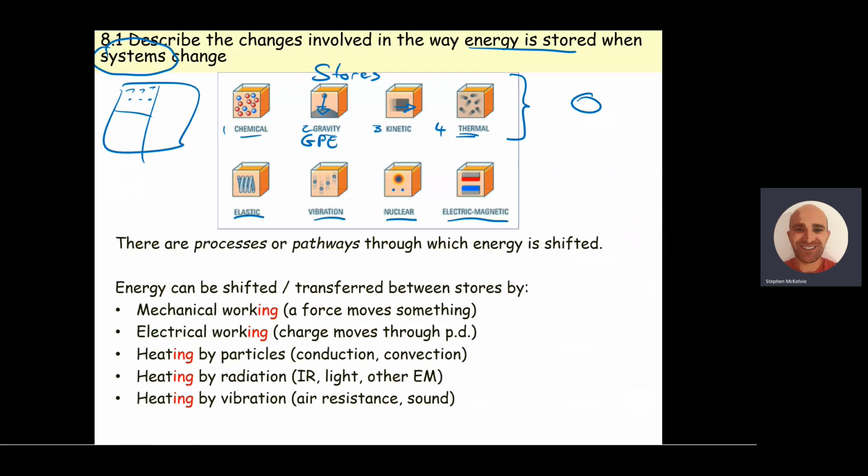So if I had a hot cup of tea that was falling from the sky and it was falling down, it would have a thermal energy store, because it's warm, and it will also have a gravitational potential energy store because it's high above the ground and it's falling. Here's the ground.